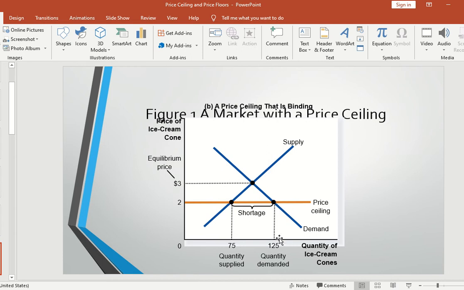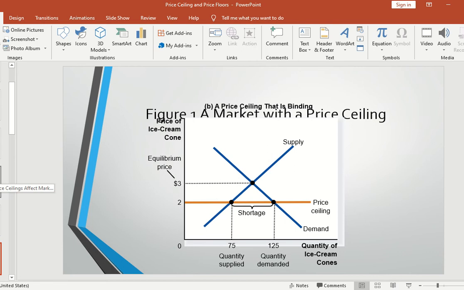But sellers are not happy. We have fewer sellers than before. Now we have only 75 ice cream cones being sold. So what we can see here is the quantity demanded is greater than the quantity supplied, so we have a shortage. Some buyers end up chasing ice cream cones. There are not enough ice cream cones in the market, so we have a shortage. So this is a binding price ceiling that can create a shortage.